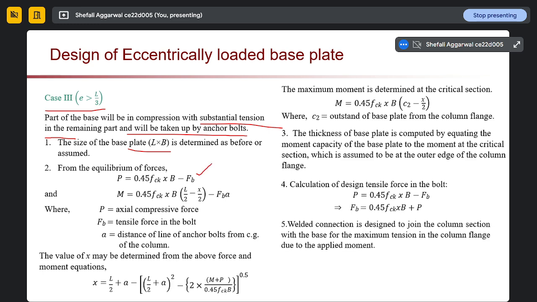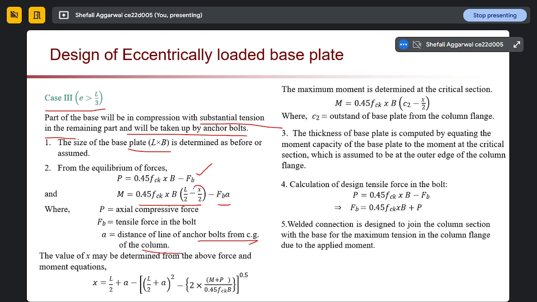FB is our tensile force in the bolts, and the moment is calculated as 0.45 FCK B into (L by 2 minus X by 2). This is the moment formula we generally use for eccentricity, minus the moment due to the tensile force, which is given by FB into A. So A is the distance of the bolts from the CG of the column.